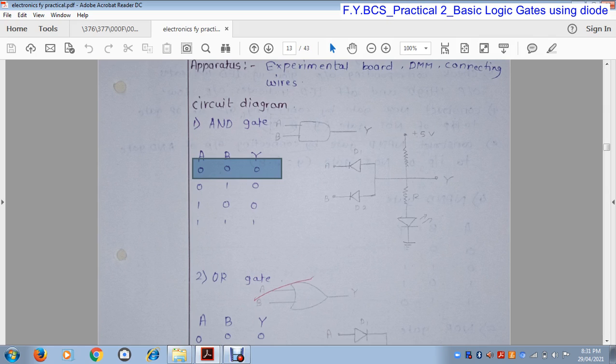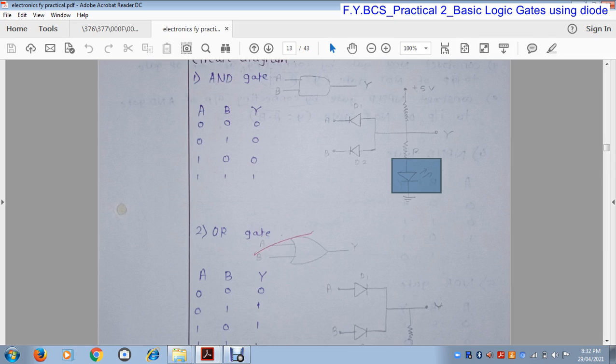So the anode of D1 and the anode of D2 become higher potential, and the cathodes of both diodes are lower potential. So current flows from higher to lower. All the current flows through diode D1 and diode D2, so there is no current across this LED. Therefore the LED remains off. So here our first condition is satisfied. That means when both the inputs are 0, the output is 0.